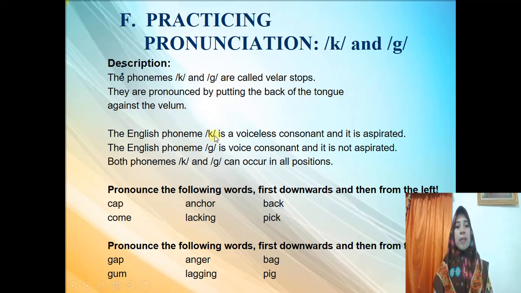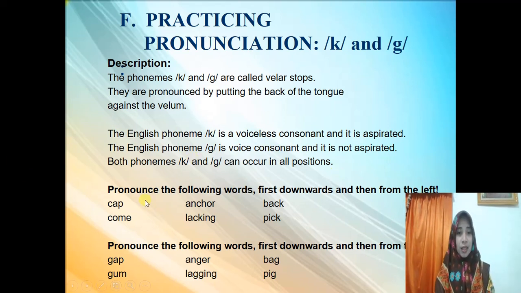The English phoneme K is a voiceless consonant and it is aspirated. The English phoneme G is a voiced consonant and it is not aspirated. But phonemes K and G can occur in all positions. Well, let us try practicing pronunciation.